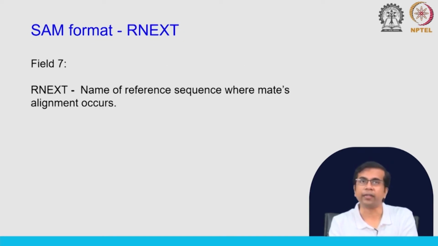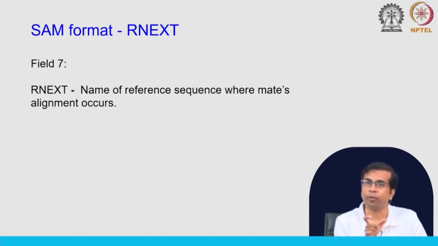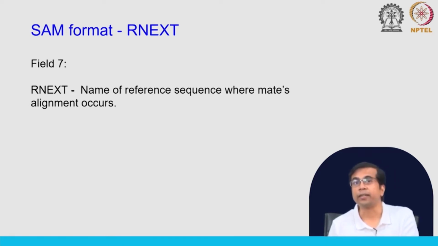So, moving on to field 7, we have something called RNEXT. Up to field 6 you are getting alignment information for the read itself, the QNAME, the read that we are working with. From field 7 onwards, if you are dealing with paired-end data, it will give you information about the mate's alignment. So, you have read 1 and read 2. If you are looking at read 1, up to field 6 you will get alignment information for read 1, but from field 7 onwards you will have alignment information for read 2.